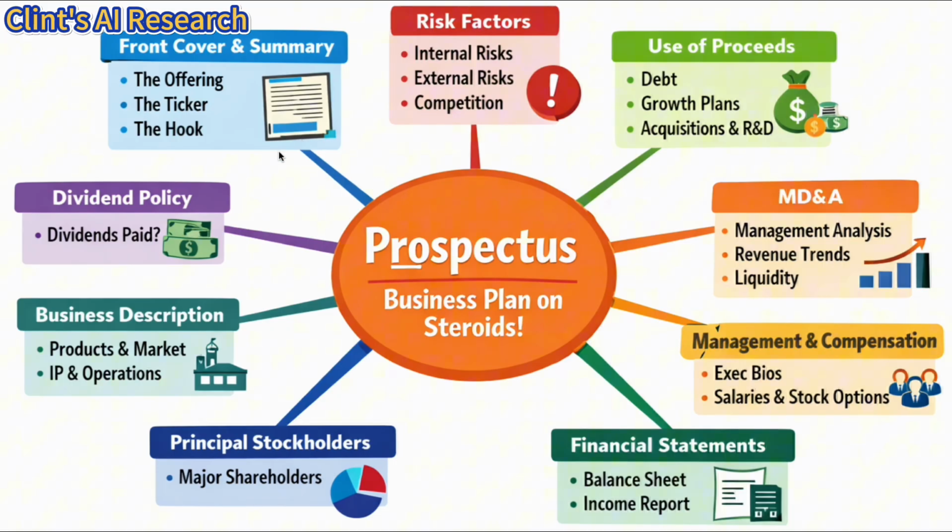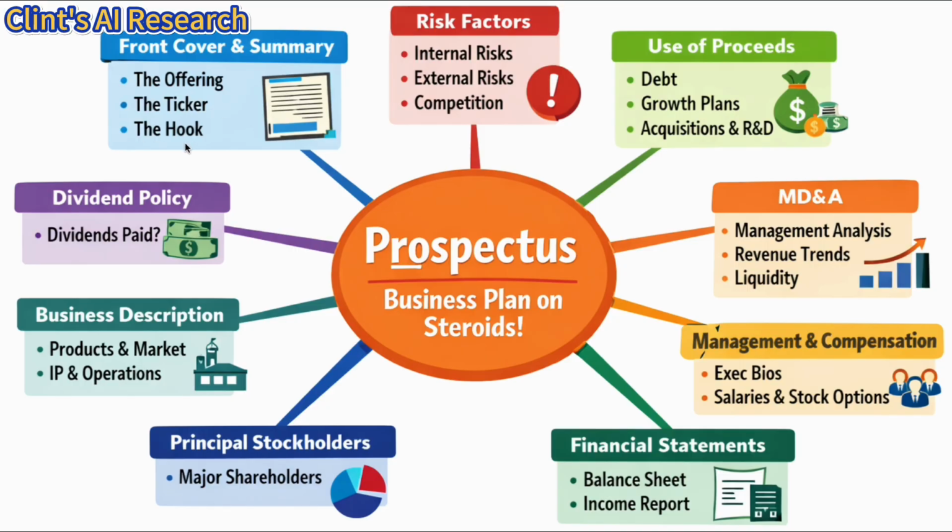Here is the standard structure of a prospectus, broken down into plain English. Phase 1. The pitch and the price. The opening sections set the stage for the entire offering. 1. Front cover and summary. This is the offer at a glance. The offering. How many shares are being sold and at what price, or price range. The ticker. Which exchange are you hitting, e.g., NYSE, NASDAQ, and what is your symbol?